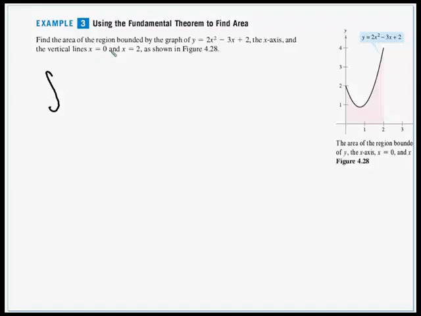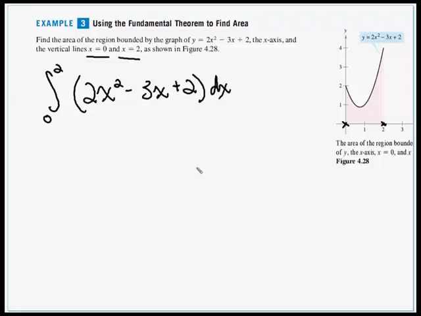Where we begin and end our integration is at 0 and 2. We can get it here from these vertical lines, or from the picture. From 0 to 2 we're integrating. Our function is 2x squared minus 3x plus 2 dx. Can't integrate without the dx. So let's perform the integration.